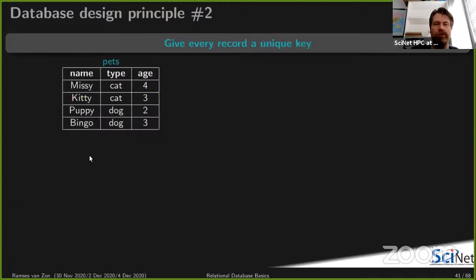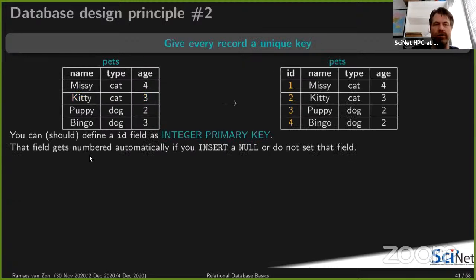So the way to do that is to use a key. So you use a primary key. It's called primary key, and the key has to be unique. And almost always, but not completely always, this is an integer and it starts at 1.